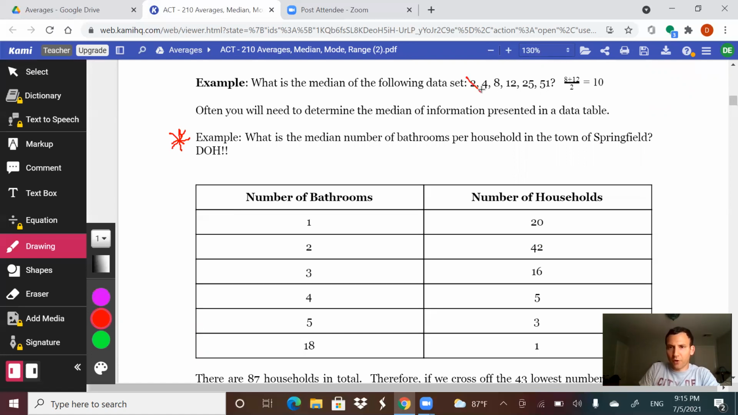Then if you cross off from highest to lowest and lowest to highest, you end up with these two numbers in the middle. If you have an even number in the data set, you just take the number halfway between these two, or the average. So that's 10.